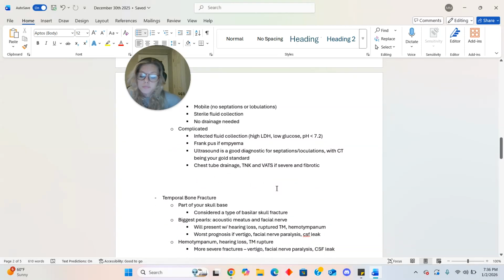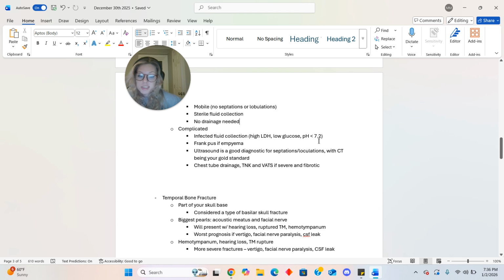But if there are septations, if there is a large amount of fluid, which prompts you to do a thoracentesis, and in this thoracentesis fluid, if it has a high LDH, low glucose, and it's very acidic, it is infected, this is complicated. Ultrasound is good to see septations. You are going to do chest tube drainage for these because these are at risk of developing all those fibrotic changes that are going on. We don't want that.